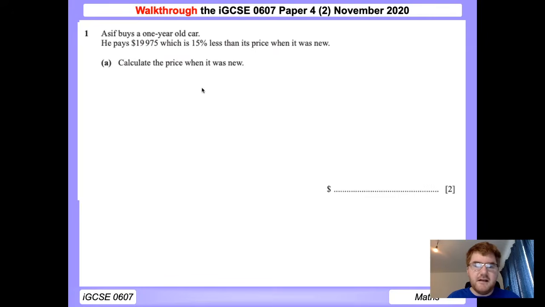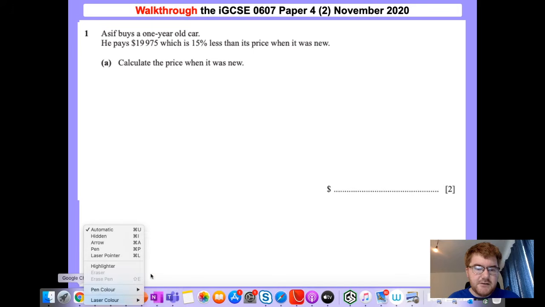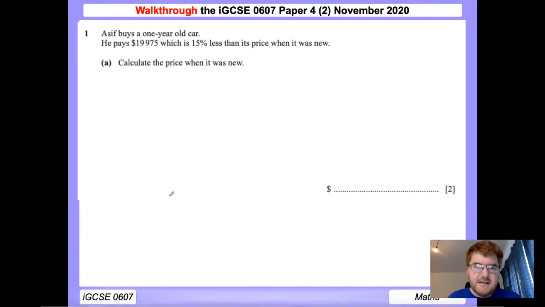Now, one thing that I do notice in these kind of questions, and it's something I highlight to my pupils as well, is this question is in the past tense. So it says when it was new. So that's what we're looking for. So as soon as you're working backwards in time, you need to be thinking reverse percentage problem. That's the first thing that comes to mind. Now we're paying 15% less than the price when it was new. So essentially this price that we have here is 85% of the original price when it was new.